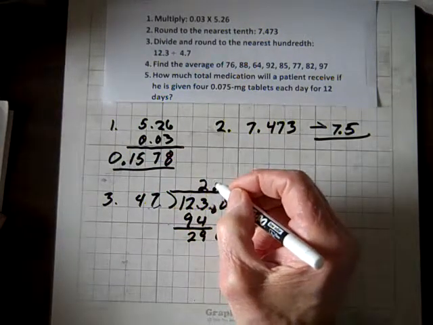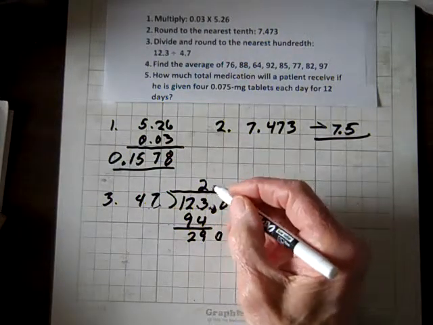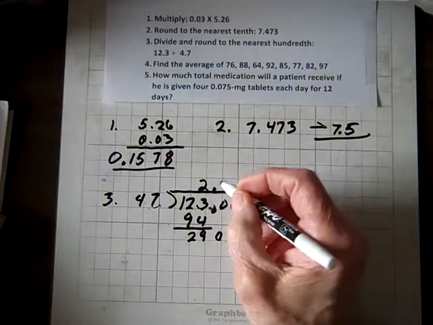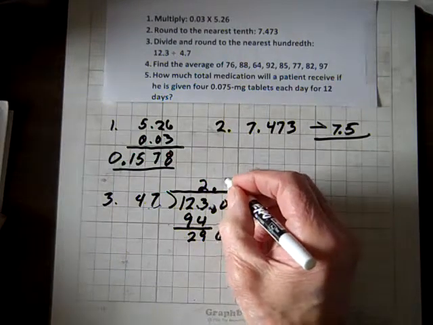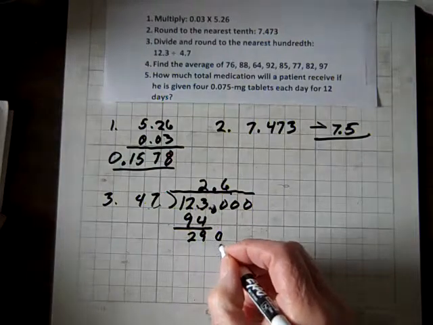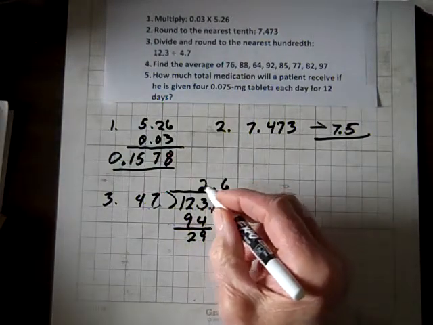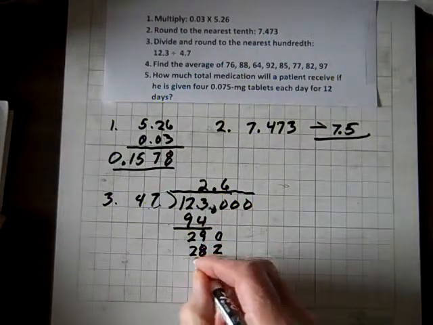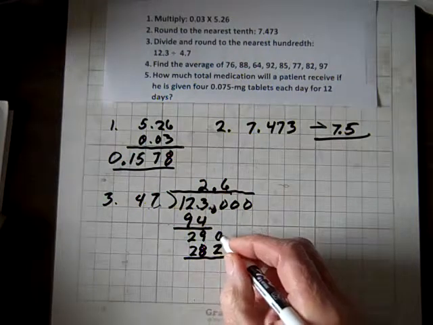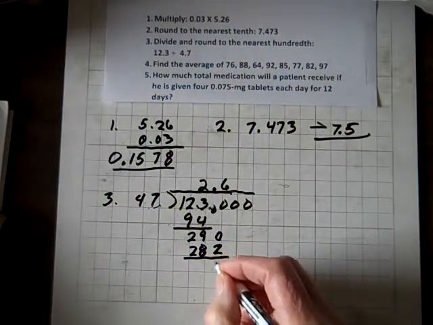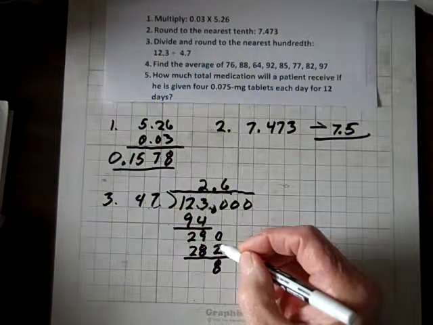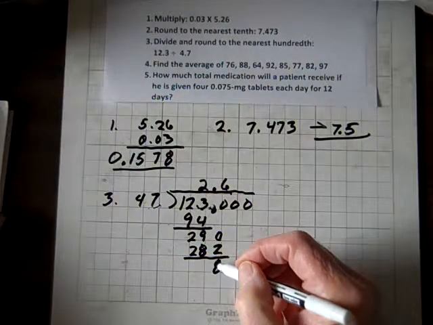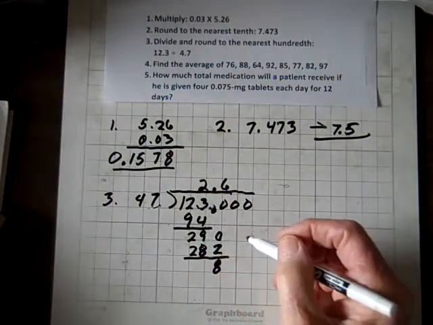47 times what is close to 290, but not quite 290, and I would say 6. So 6 times 7 is 42, and 6 times 4 is 24, plus 4 is 28. And now we'll subtract. We'll borrow 1 from the 9, and 2 from 10 is 8. Let's add them up. 8 and 2 is 10, and 1 and 8 is 10, so it works.